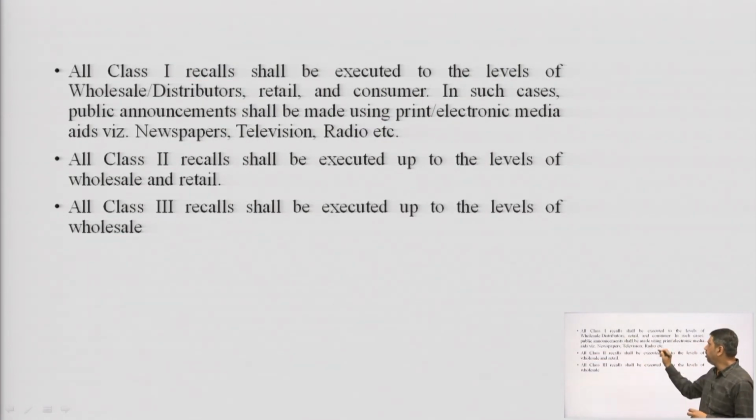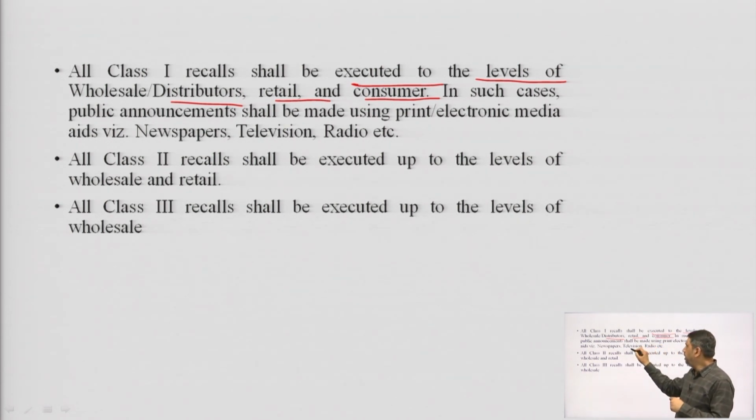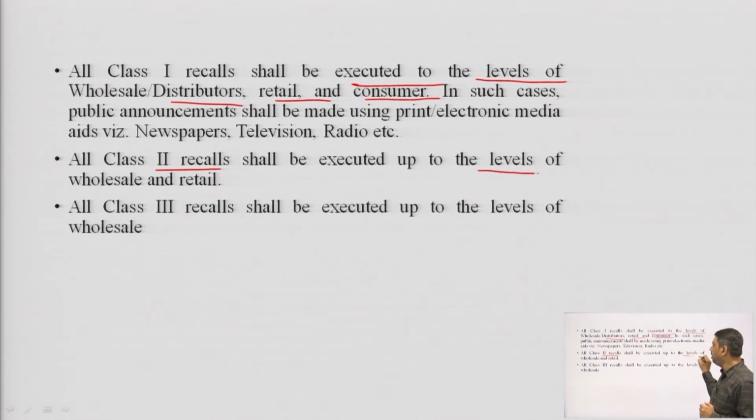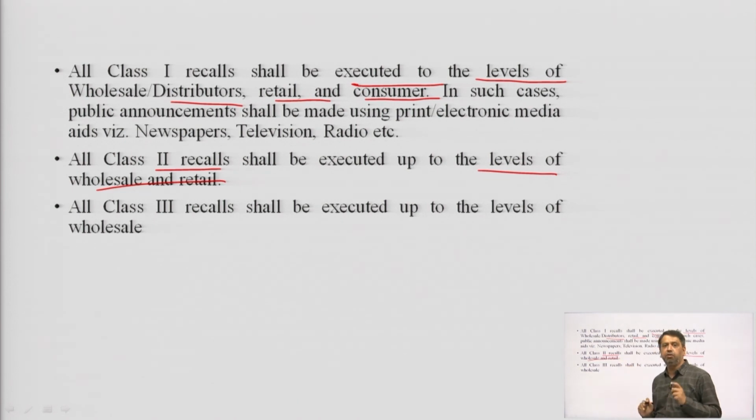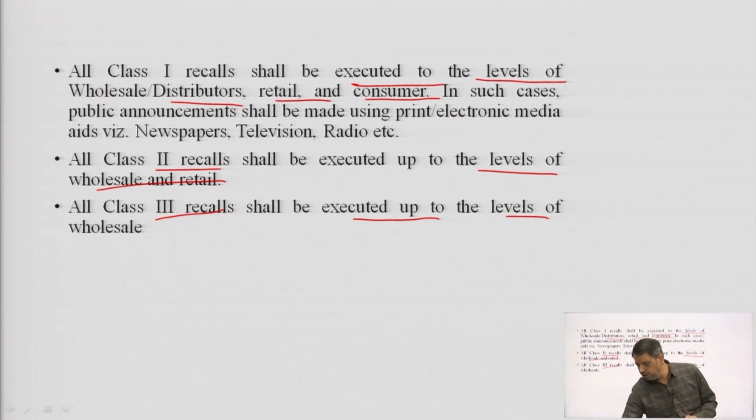Now, all class 1 recalls should be executed to the level of wholesaler distribution, retail and consumer level. So, if there is a class 1 recall, we have to recall the product right from the customer's level. If there is a class 2 recall, then the recall should be executed to the level of wholesale and retail only, and if there is a class 3 recall, then it can be executed up to the level of wholesaler only. So, these are some concepts related to recall.